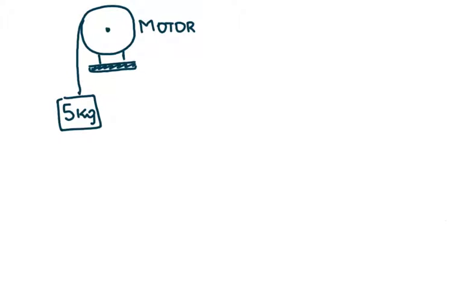So a 5 kilogram block is attached to a light cord that is wrapped around the pulley of an electric motor, as shown in the figure. At what rate is the motor doing the work? When they say at what rate the motor is doing the work, they ask about the power. So that's going to be the work done over time.